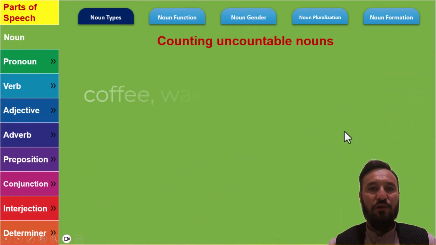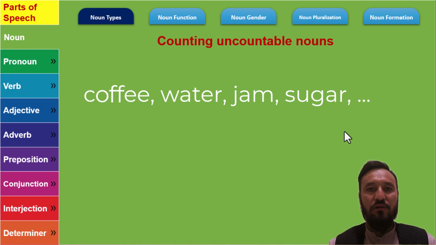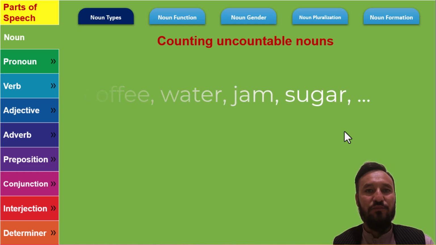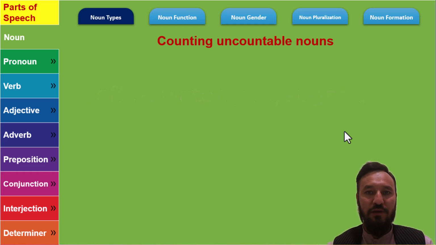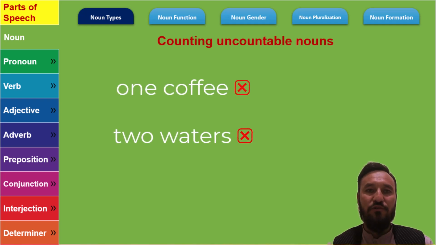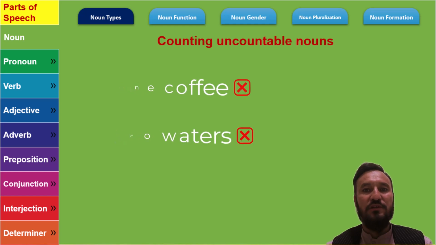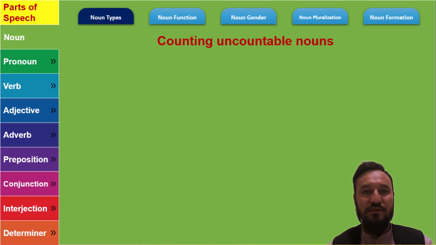Nouns like coffee, water, jam, and sugar are generally considered uncountable nouns. This means we usually think of them as a general substance rather than individual items. So, it sounds incorrect to put a number directly before them, like saying one coffee or two waters. So, if we can't directly count them, how do we talk about specific amounts or instances? For example, how do you order a drink in a cafe? Or how do you ask for a specific amount of jam in a supermarket?